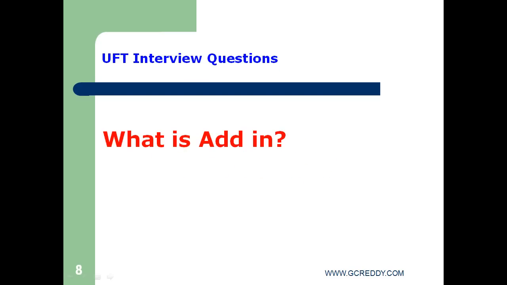Next, what is an add-in? Add-in, as a general term, means an additional component. From the UFT point of view, what is an add-in? Environment compatible files, environment compatible software. Suppose you want to test a Java application, the Java add-in is required; for a .NET application, the .NET add-in is required; for a SAP application, the SAP add-in is required. Add-in means environment compatible software.